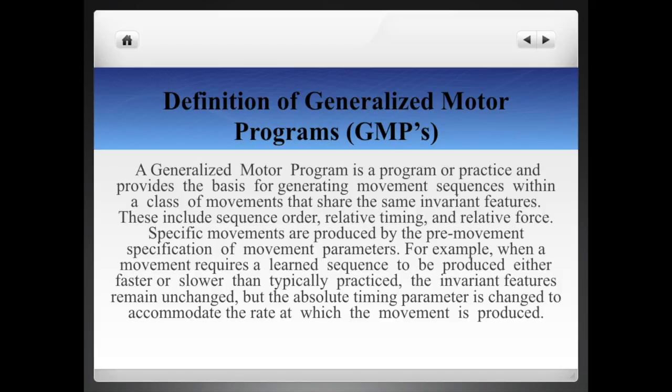Let's now look at the definition of what a generalized motor program is, or GMP. A GMP is a program or practice, and it provides the basis for generating movement sequences within a class of movements that share the same invariant features. These include sequence order, relative timing, and relative force. Specific movements are produced by the pre-movement specification of the movement parameters. For example, when a movement requires a learned sequence to be produced either faster or slower than typically practiced, the invariant features remain unchanged, but the absolute timing parameter is changed to accommodate the rate at which the movement is produced.